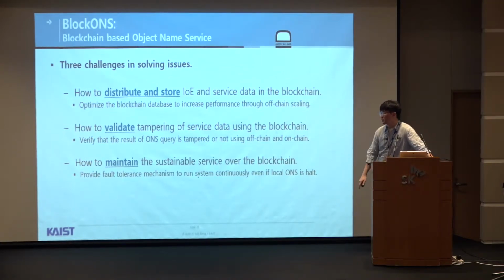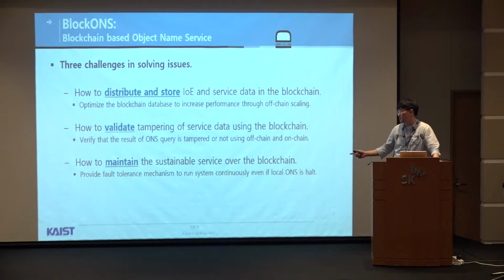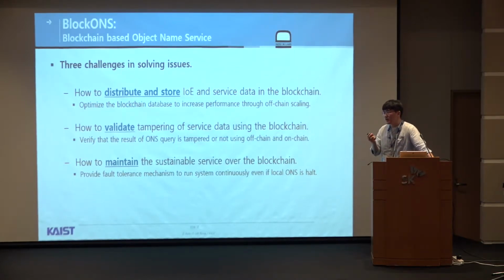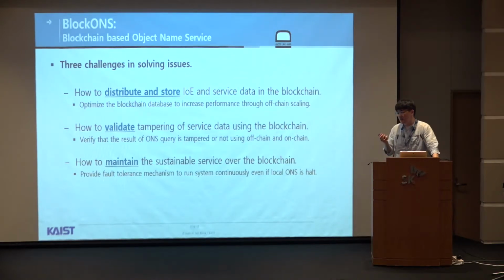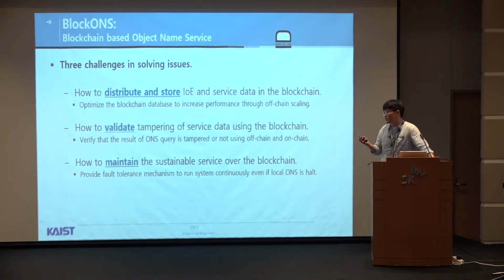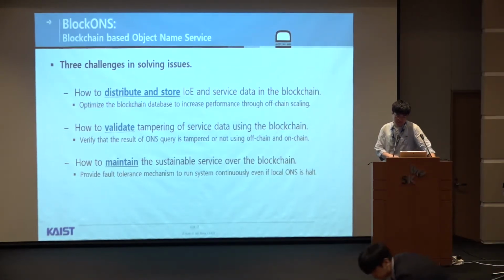And the third one is how to maintain the sustainable service over the blockchain. I said the blockchain holds only the refined critical data, so the service searcher cannot understand the data in the blockchain. So we have to consider how to connect it with the off-chain database and how to provide the sustainable service using a subscriber and synchronization mechanism.